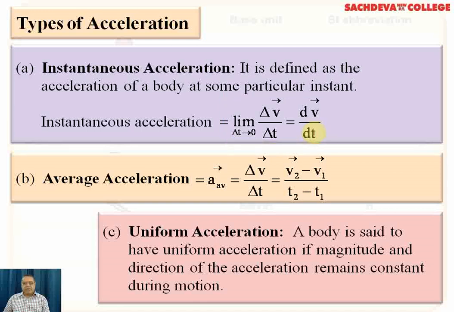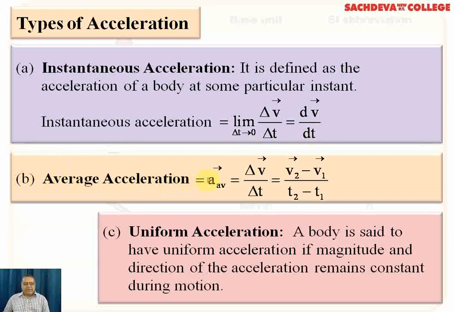Now dV over dt means derivative of velocity with respect to time. That is, if we take the derivative of velocity, that will become acceleration. So instantaneous means at a specific instant of time. Now we come towards the average acceleration.